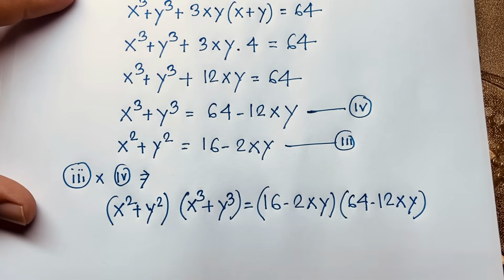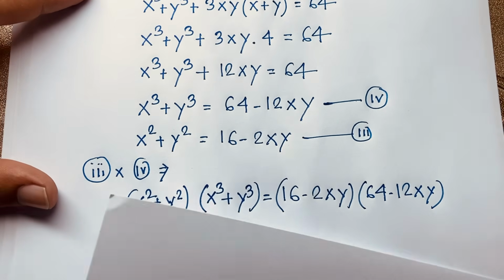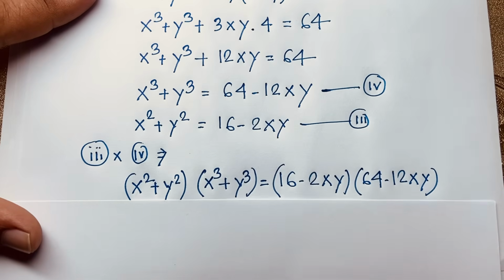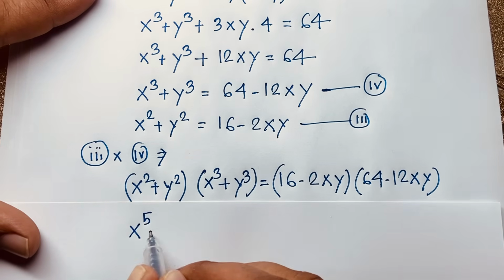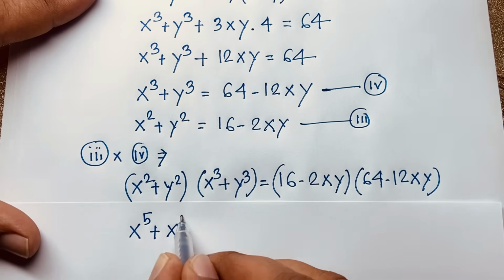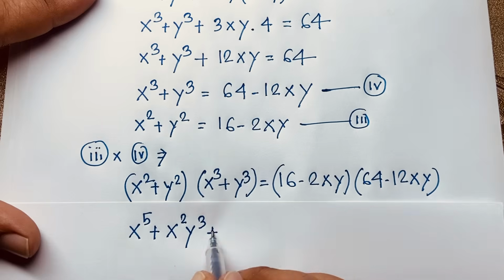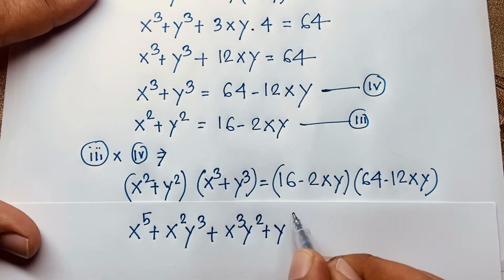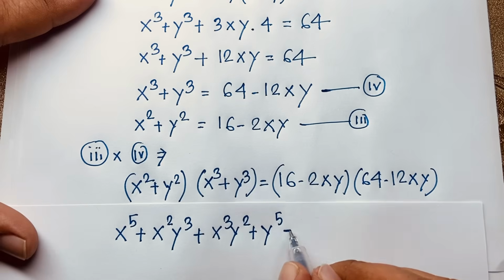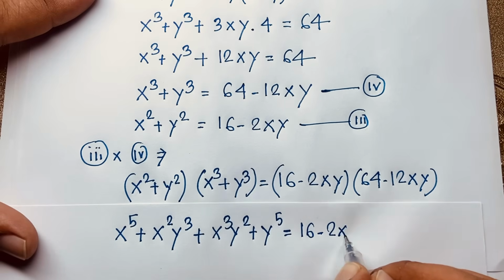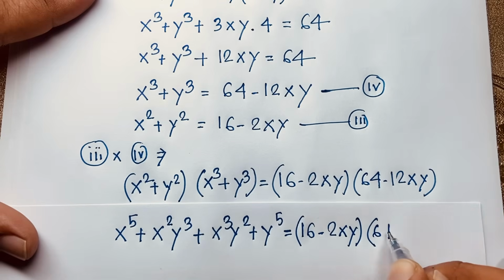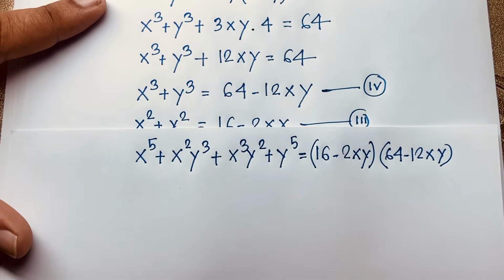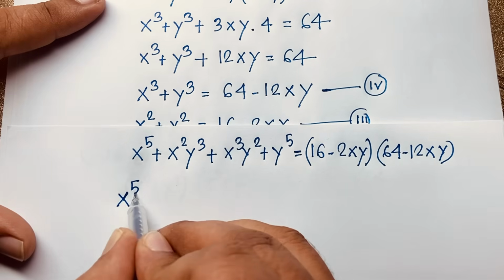Now what is this equal to? How do we calculate this expression? First of all, if I multiply these values, x squared times x to the power 3 is x to the power 5, and x squared times y cube is x squared y to the power 3. Then y squared times x to the power 3 is x to the power 3 y squared. Then y squared times y cube is y to the power 5, since 2 plus 3 is 5. Then on the right, 16 minus 2xy times 64 minus 12xy. Now look, this is x to the power 5, and this is also y to the power 5.